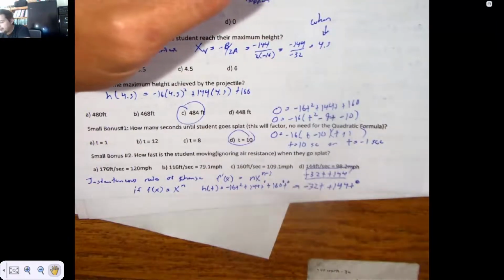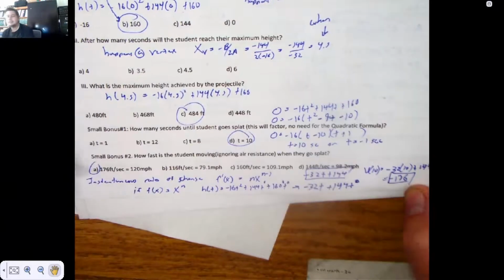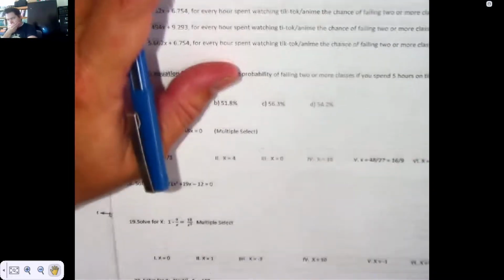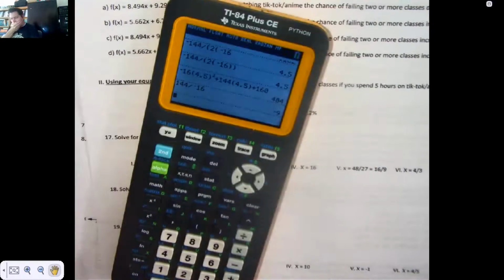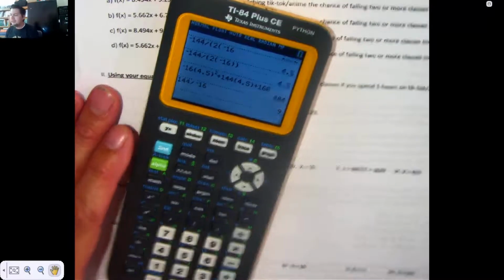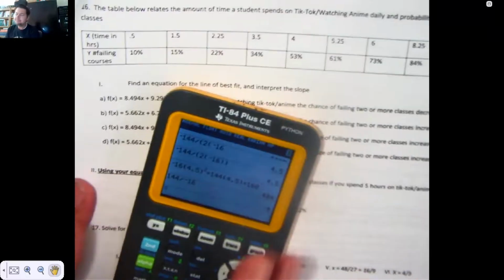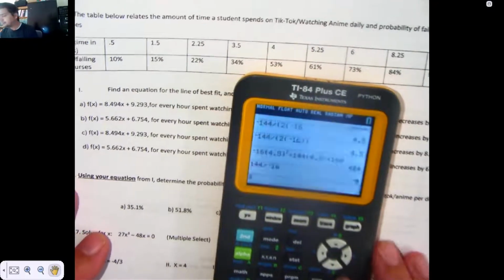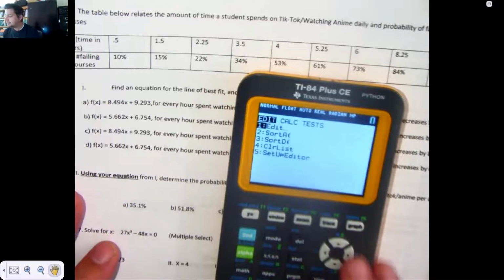So now that I have that equation, I know it takes 10 seconds. The velocity or the speed at 10 seconds would have to be negative 32 times 10 plus 144, which is negative 176 feet per second. It's negative because you're falling. I guess most of you guys watched the video and didn't play along with the calculator. That's on you.